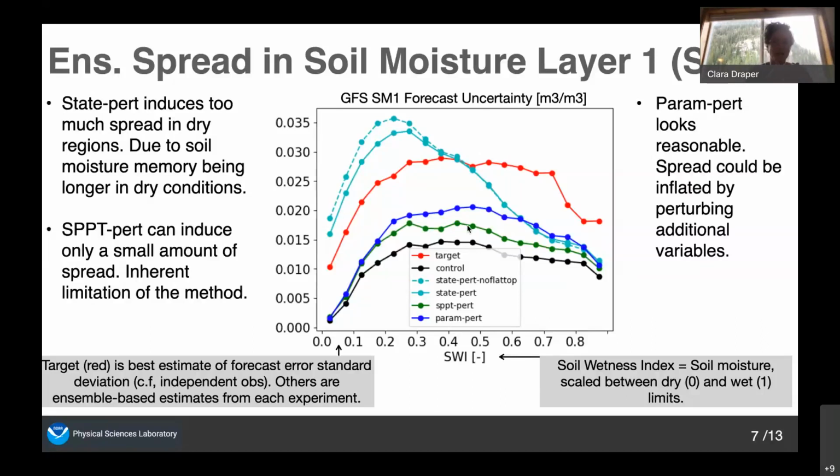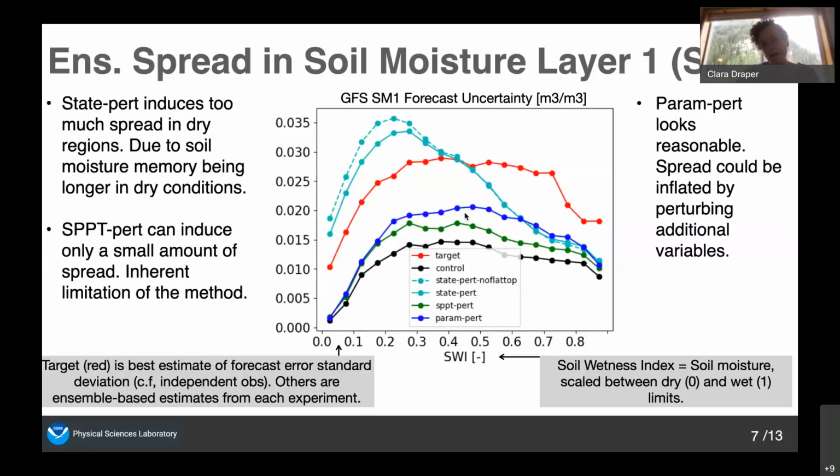Also, if you look at the change in soil moisture in an individual time step, it tends to be very small anyway. So you're basically taking a very small change and then hitting it with a limited perturbation. This turns out to be the most spread that you can induce. So straight away, I've disregarded SPPT as a solution for that reason.